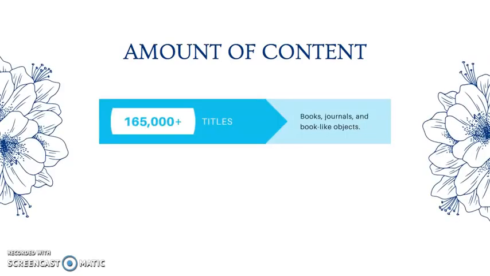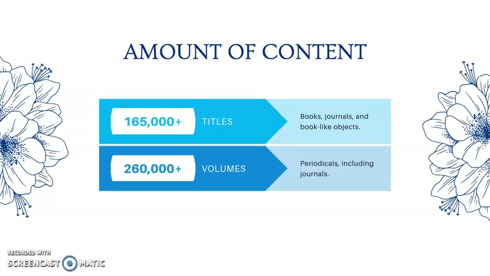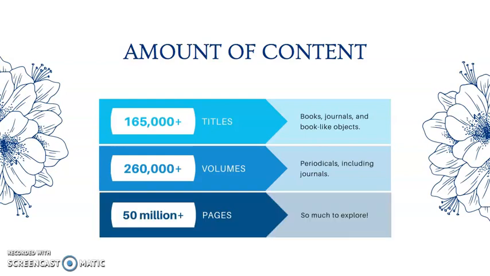Now that we know the type and date range of BHL's contents, let's get to the numbers and find out how much content the database actually covers. There are more than 160,000 titles of books and journals, as well as 260,000 periodical volumes. This amounts to more than 59 million pages that the database can retrieve, so there's plenty to explore in BHL. This number should continue to increase as BHL has plans to add artwork, maps, and specimens to the collection at a future date.